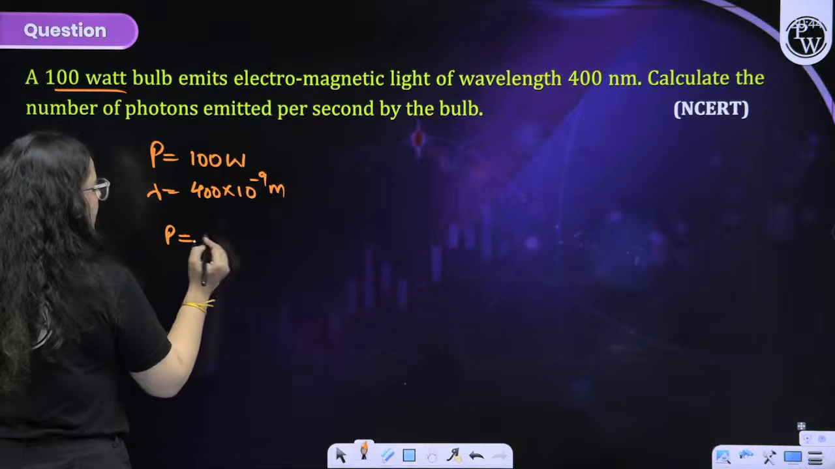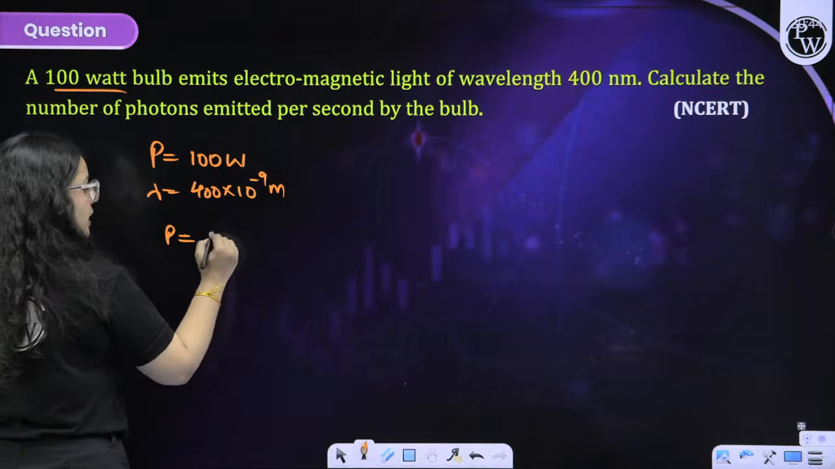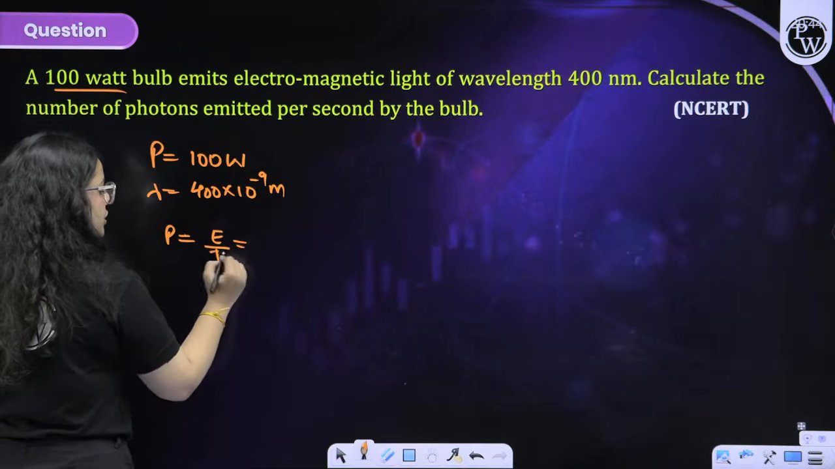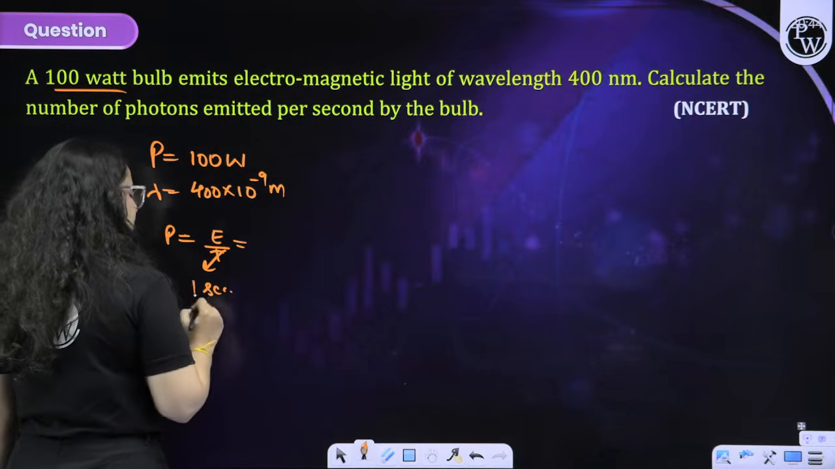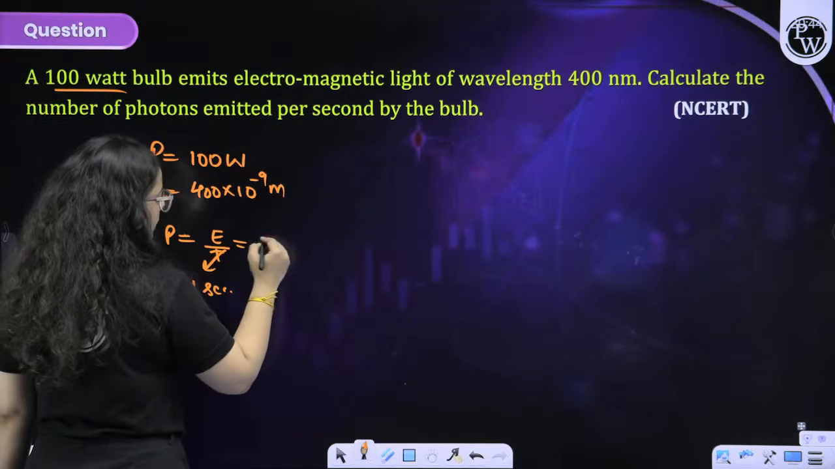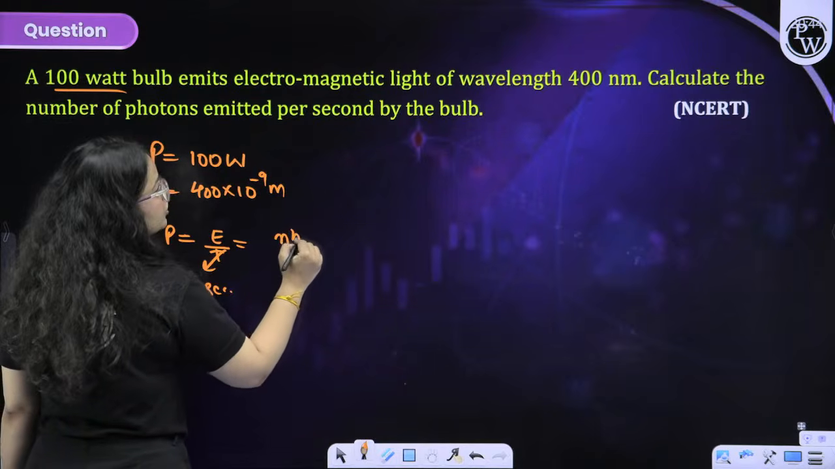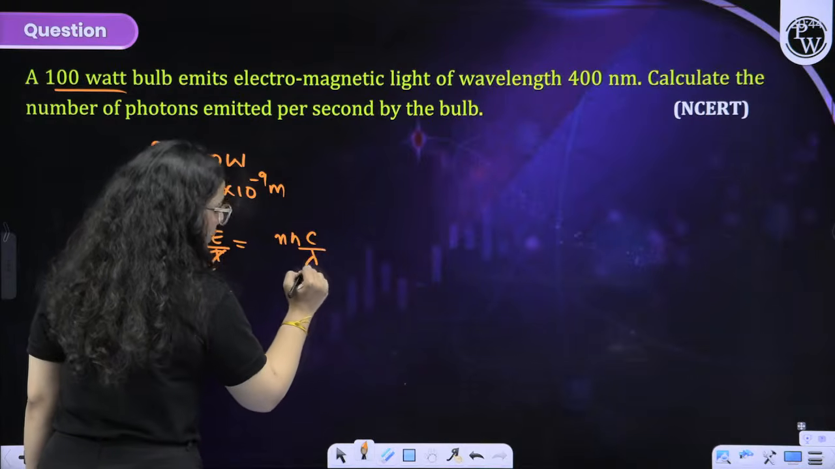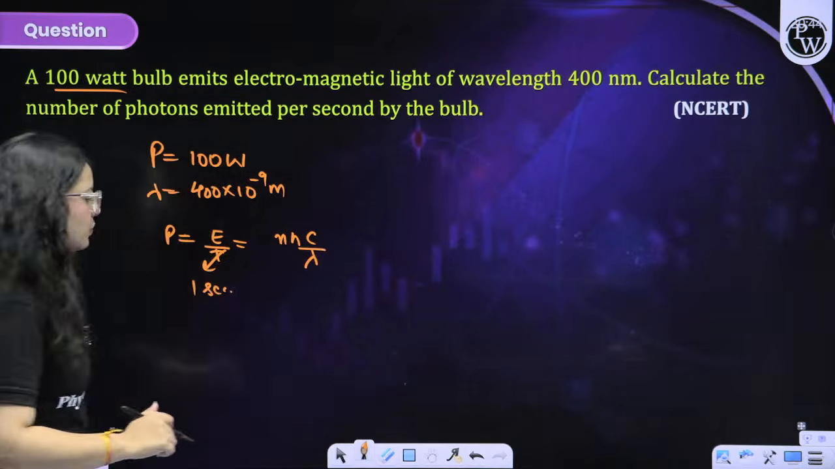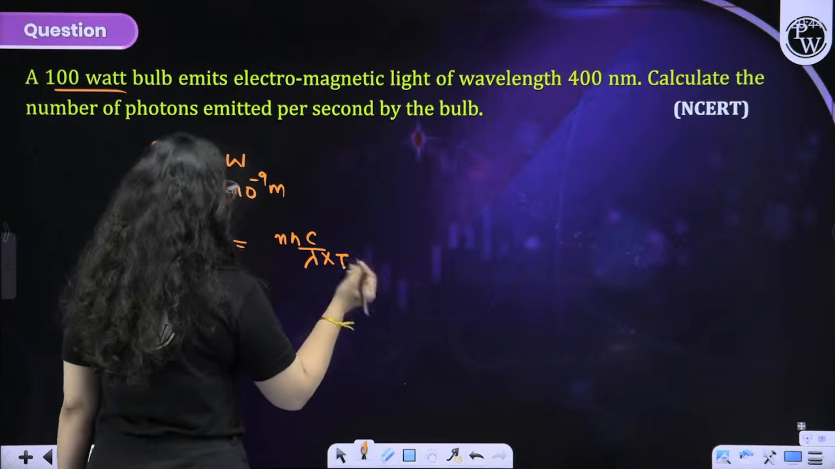So you can use the formula: power is equal to energy by time. In place of energy, you can use the formula, and time given to you is 1 second only. So you can simply put the value of energy as nhc by lambda, because the wavelength is given to you, upon the time period, that is 1 second only.